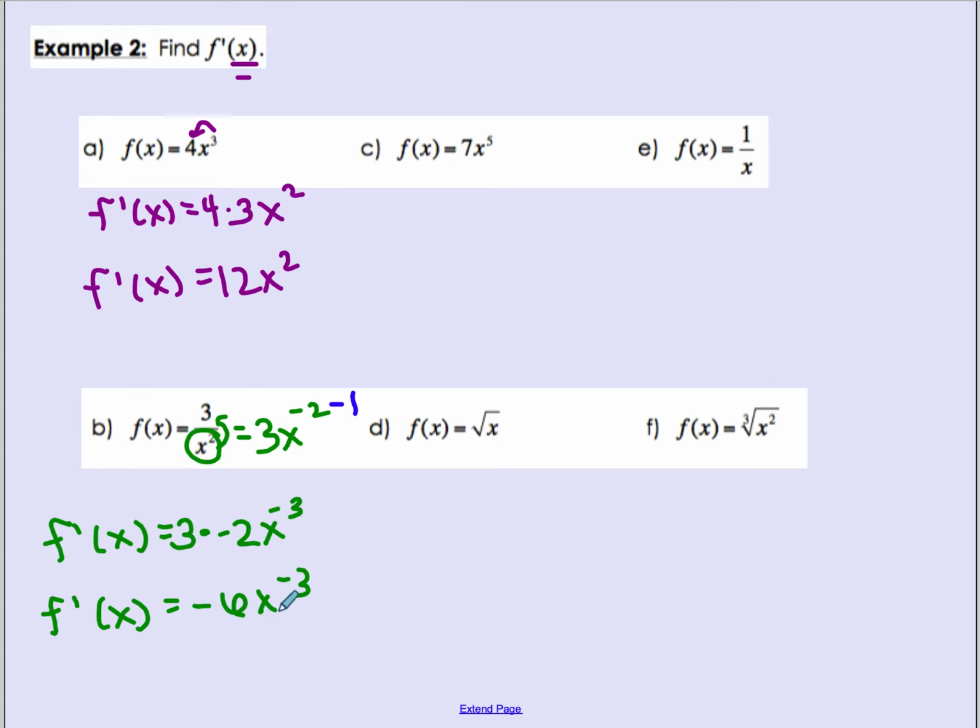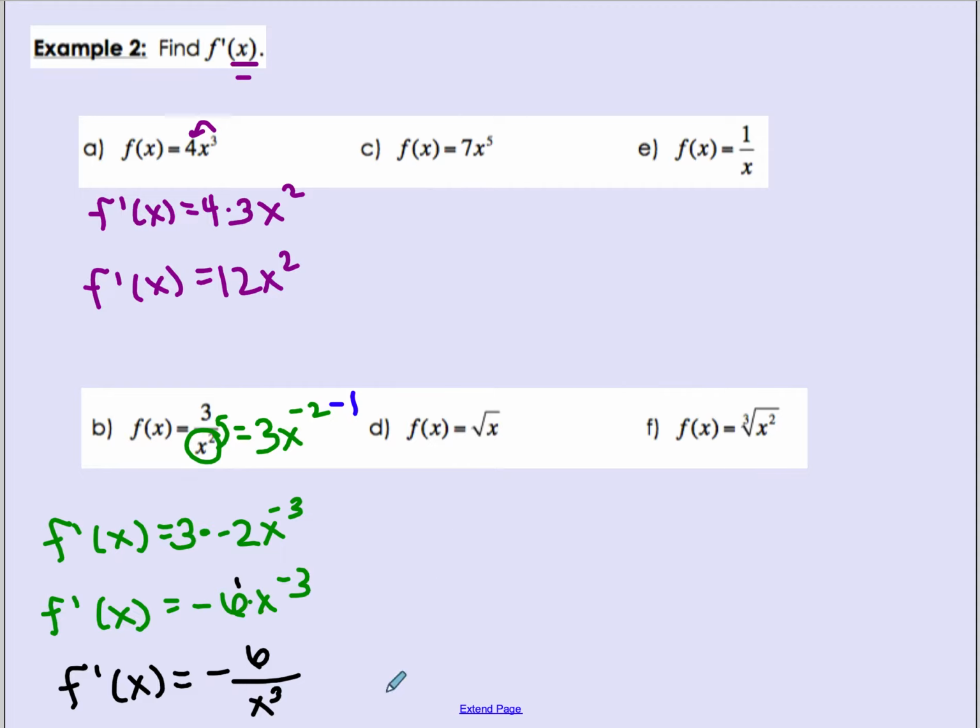And then I would just rewrite this so I don't have negative exponents. This 6, even though it's a -6, is really to the first power, so that's going to stay in the numerator. So f prime of x equals -6 over x to the 3rd. Okay, so there is our derivative for b.